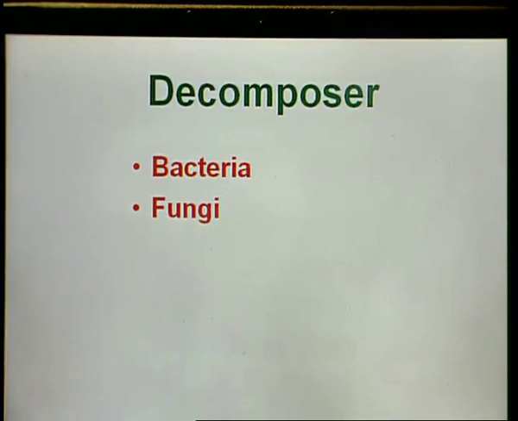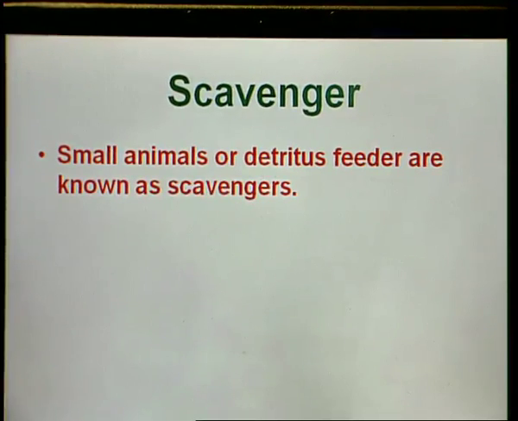Dear students, next come decomposers. Bacteria and fungi are known as decomposers. They break down waste materials and dead plant and animal tissue into humus and minerals. Dear students, next come scavengers. Small animals or detritus feeders are known as scavengers, and they feed on decomposing materials. Dear students, up to this we have learned about the flow of energy in the natural environment.